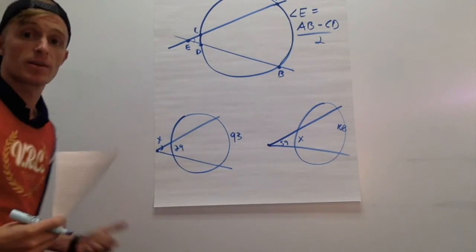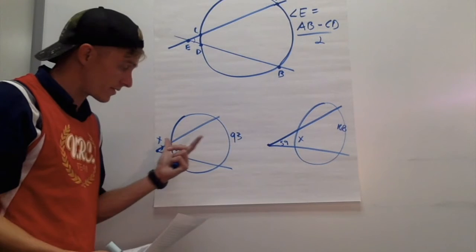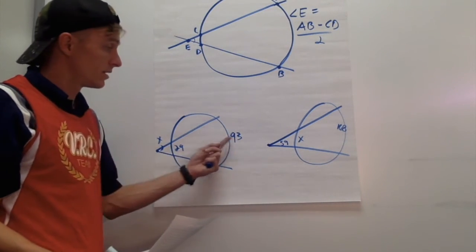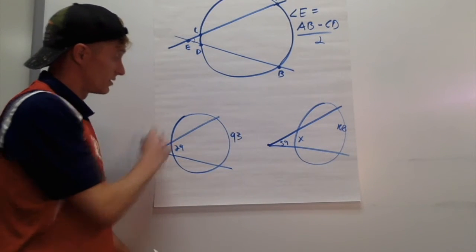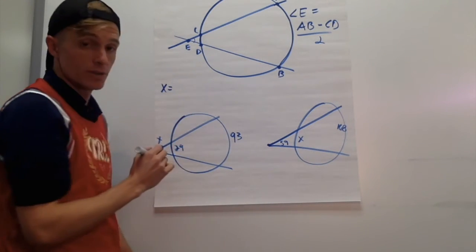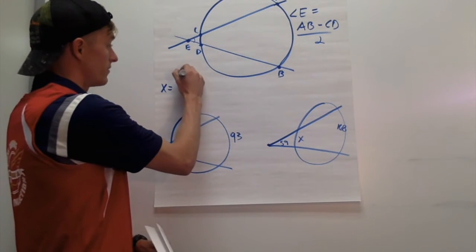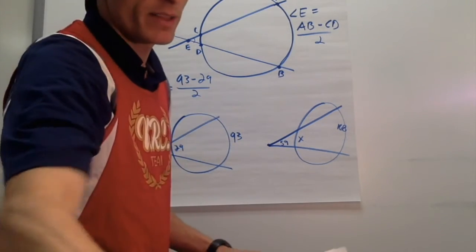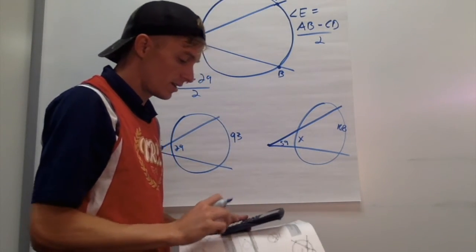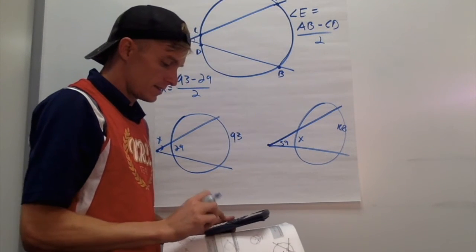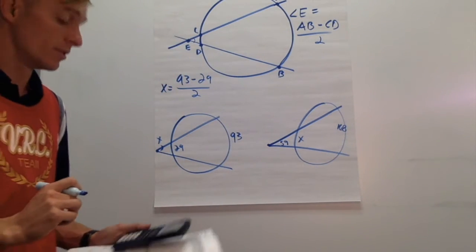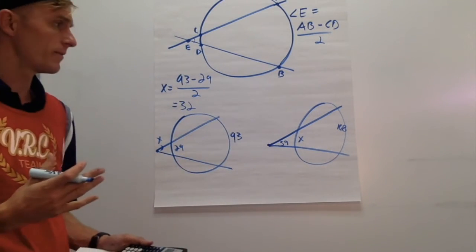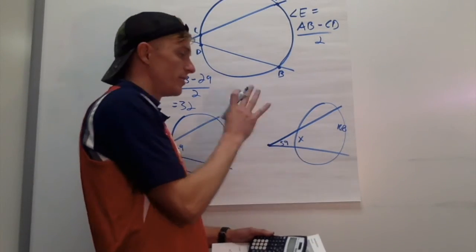So let's go ahead and practice and apply that theorem. What we have right here is an exterior angle and 2 arc lengths. If I want to find x, x is equal to the difference of your arcs, so 93 minus 29 divided by 2. That's pretty simple math. Throw it into your calculator: 93 minus 29 divided by 2, and that should give you 32. Boom. Pretty simple, right? It's going to get a little bit more complicated, but don't freak out.